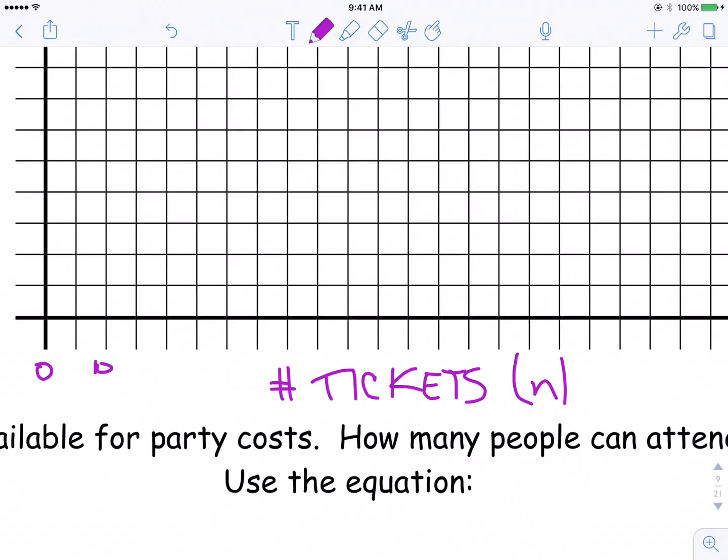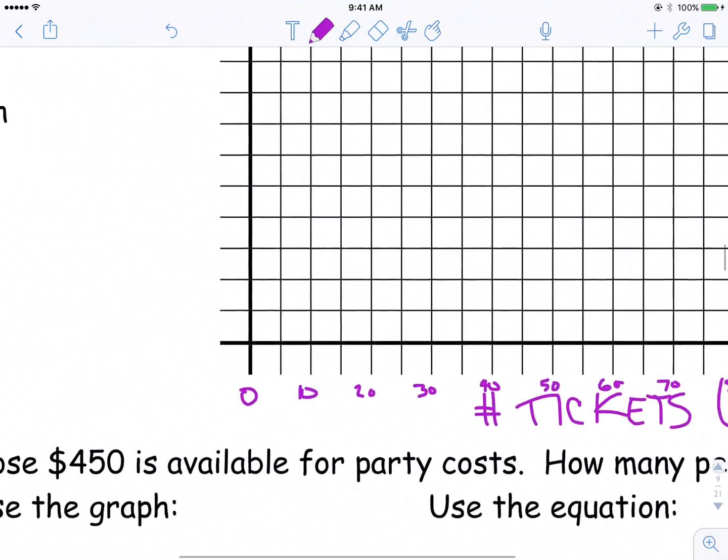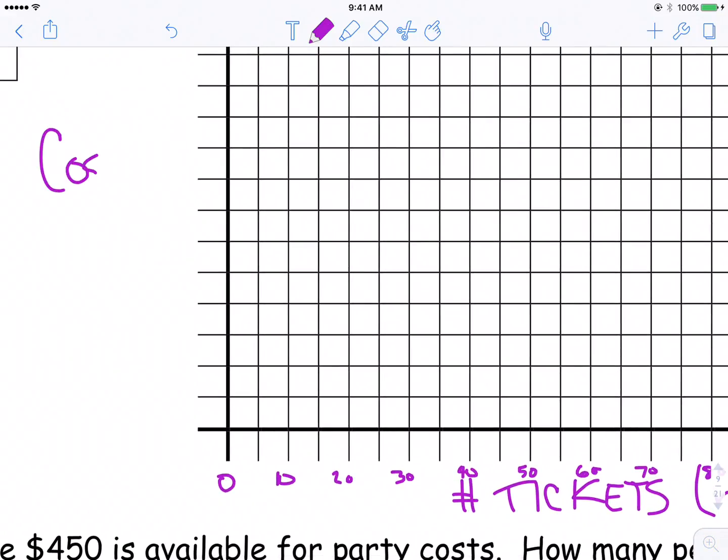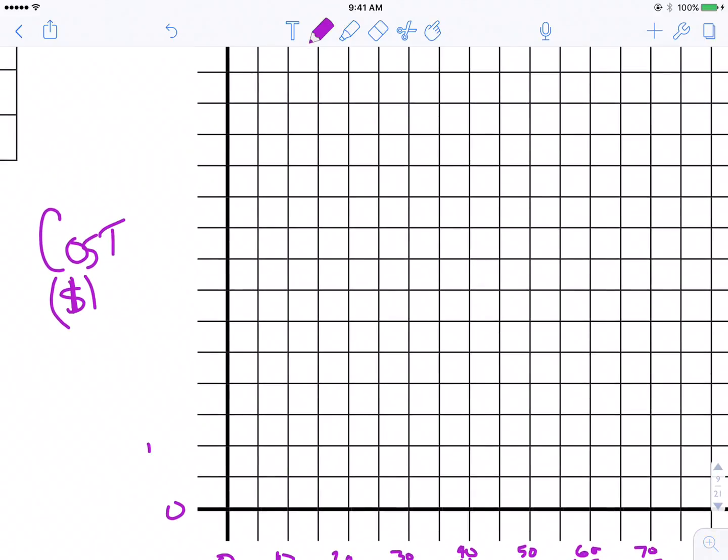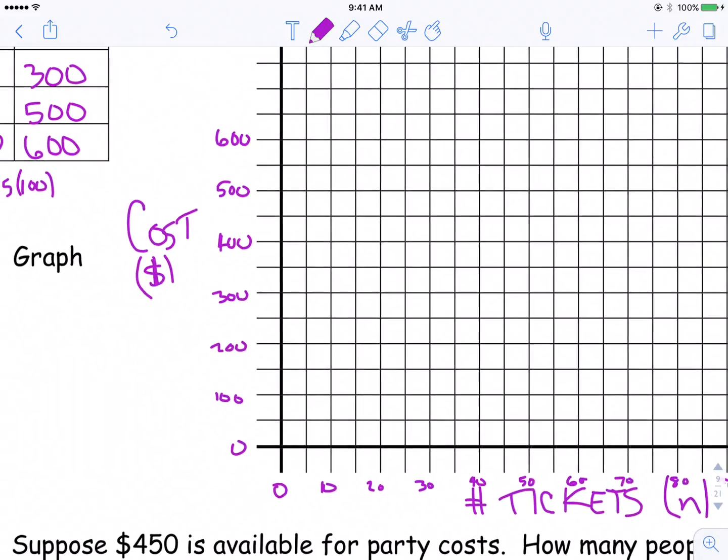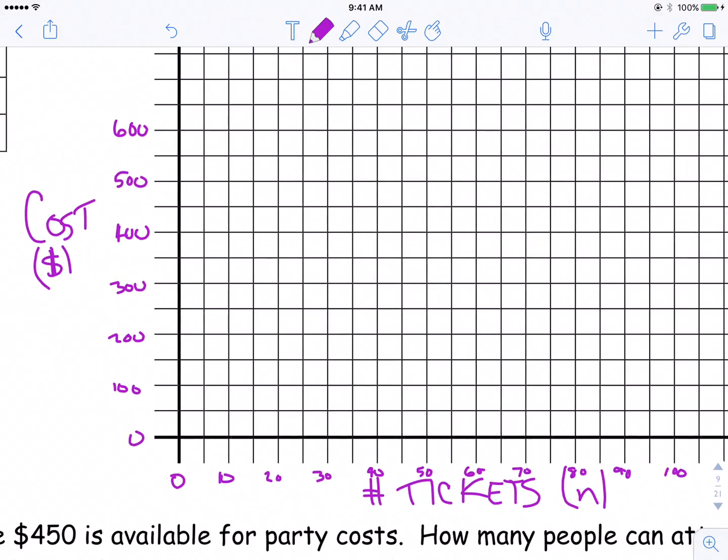Let's say this is 10, 20, 30, 40, 50, 60, 70, 80, 90, 100. Over here is my cost. That was in dollars. I need to go from 0 to 600, 100, 200, 300, 400, 500, 600. So there's my grid. And then I plot those points.